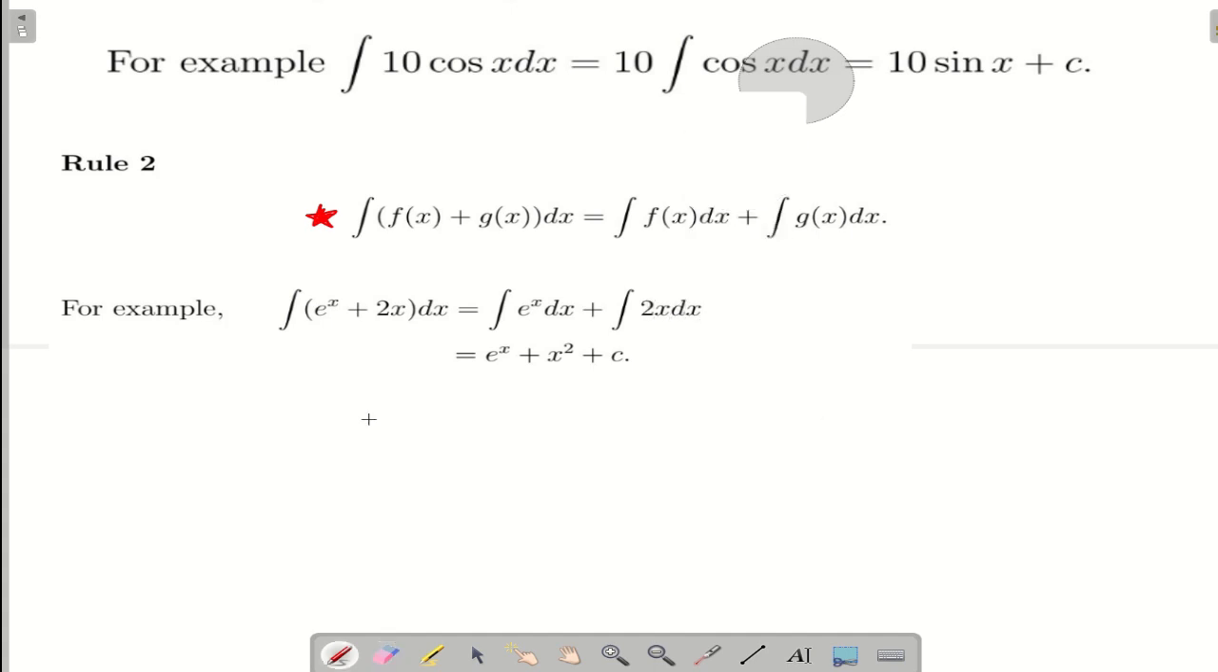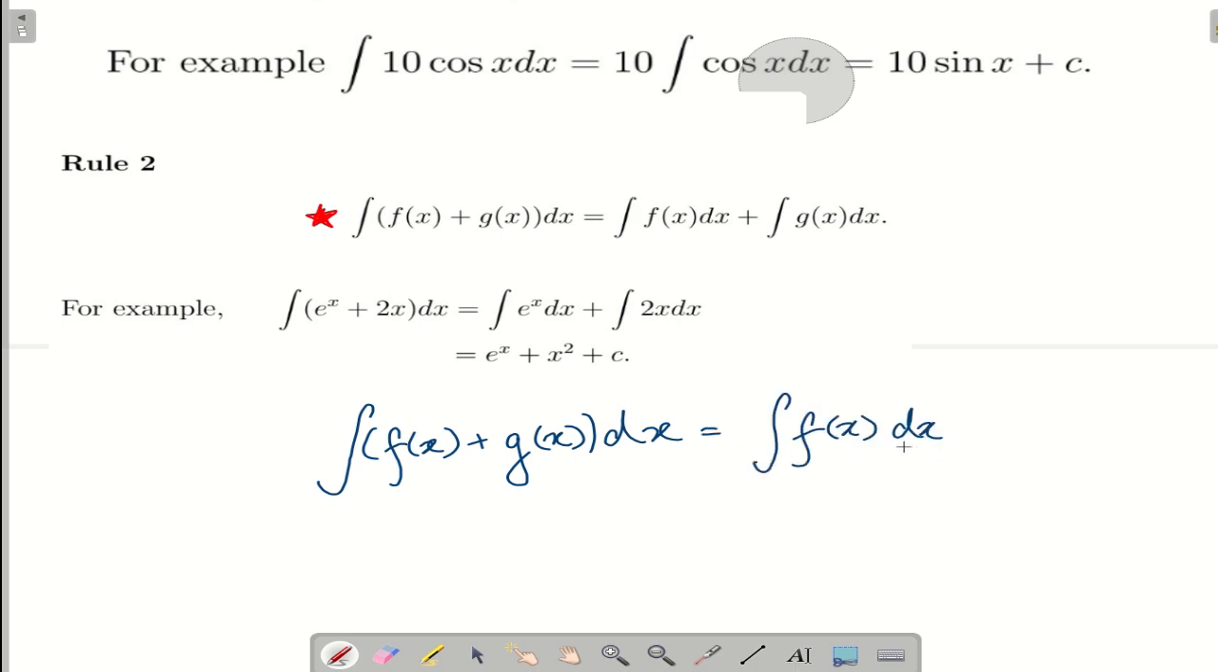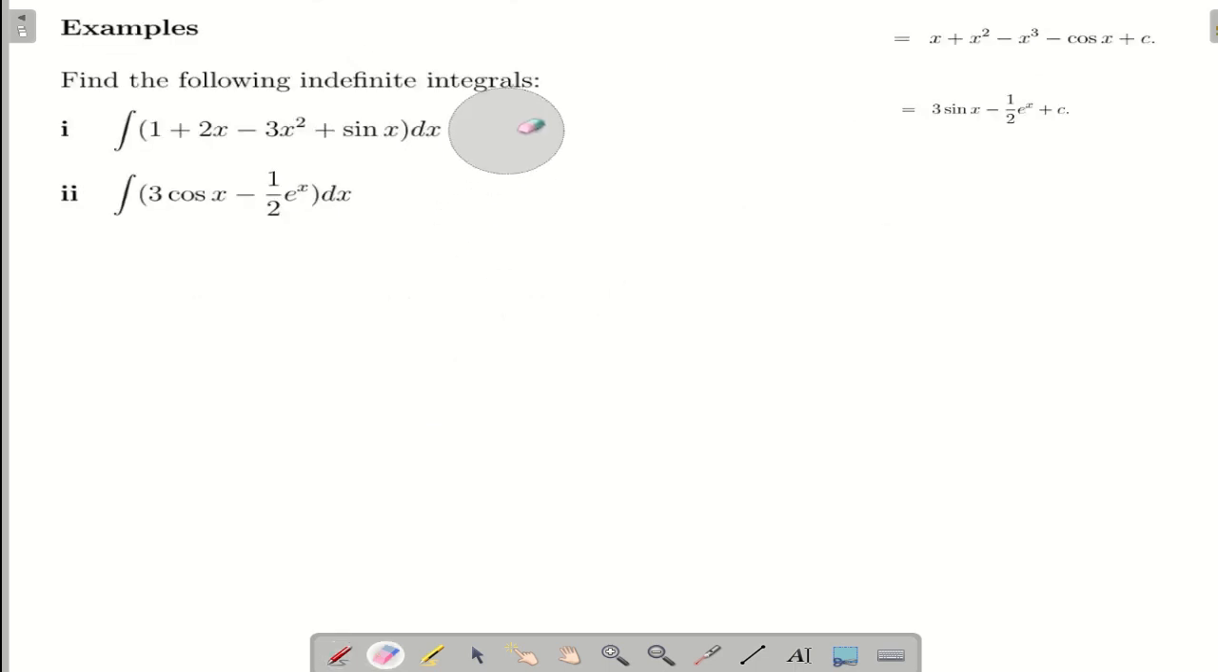In the second rule, if we want to integrate two functions, f(x) plus another function g(x) with respect to dx, we can break this down into two integrations: the first integration of f(x) with respect to dx plus the second integration of g(x) with respect to x. Now we go to some examples of the first and the second rule.